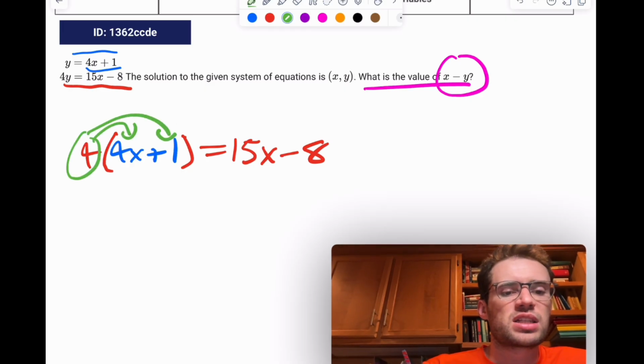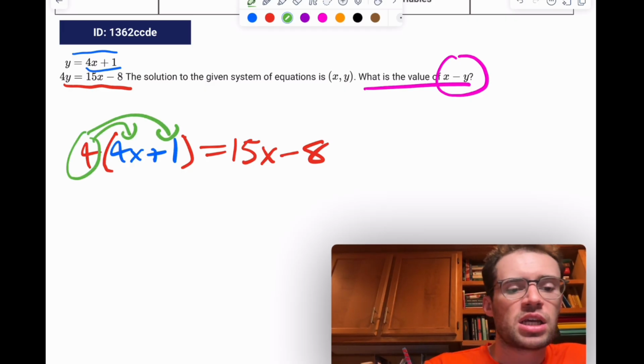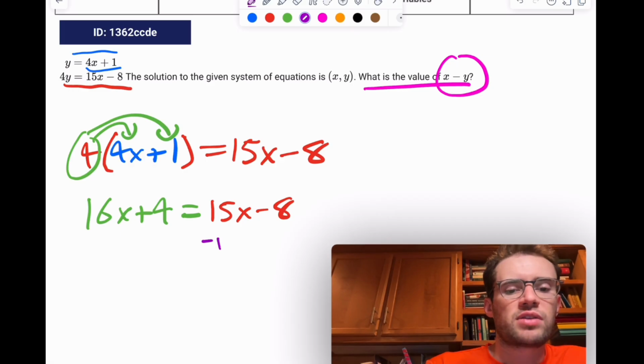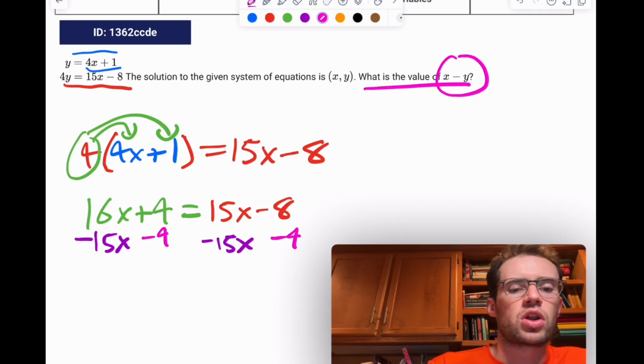And now just make sure you distribute that 4. That's why I really specified the quantity that you put in parentheses. 4 times 4x is 16x. 4 times plus 1 is plus 4. That's equal to 15x minus 8. So now I'm going to subtract 15x from both sides to get all my x's together, and I'm going to subtract 4 from both sides to get the x's alone.